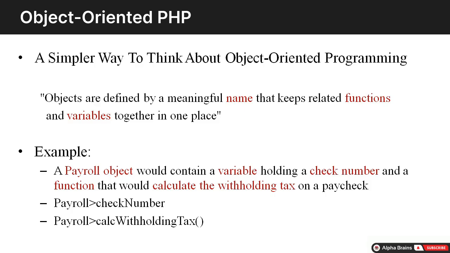This is a function about payroll. The variable, or a property, is a check number. That's something about payroll. So things that go together. Conceptually here, we wouldn't refer to check number as a variable all by itself. It would be payroll, and then an arrow here to say the check number that's on the payroll object. Or over here, the method or function, the calc withholding tax function, is on the payroll object. So we'll be doing a version of this when we code to say where the variable or the function lives. We won't just put these by themselves as we do in procedural PHP.